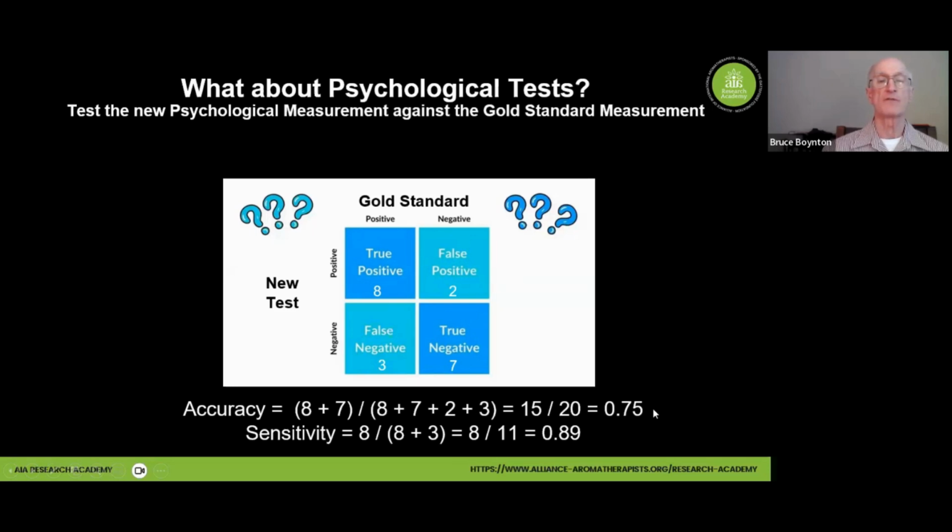Let's look at sensitivity. Remember, we work in this column right here, and we're going to put true positives over everything in this column, which is true positives plus false negatives. So it's 8 over 8 plus 3, it's 8 over 11, 89%. So this is a pretty sensitive test.